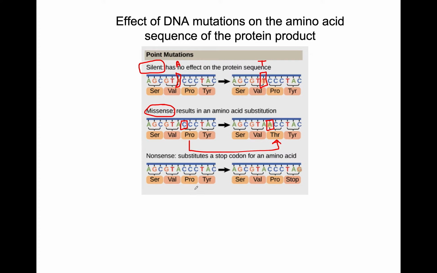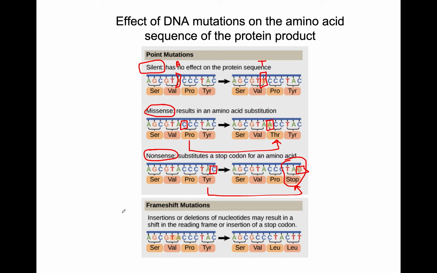Sometimes a change in a nucleotide doesn't give you an amino acid, it gives you a stop codon. So there's not going to be any amino acid at this position because of the change of this C to a G. So basically, there's nothing in here. That's why this type of mutation is called a nonsense mutation. You substitute a stop codon for an amino acid.